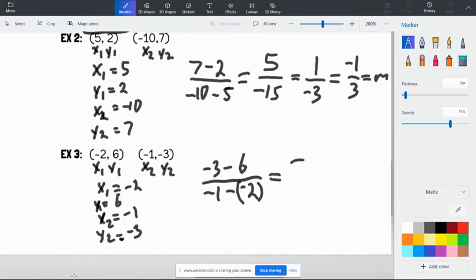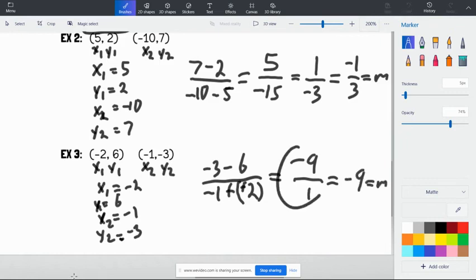Negative 3 minus 6, negative 9. Do this on a calculator, by the way. Use a calculator for these. Negative 1 minus negative 2 is the same thing as negative 1 plus 2. So that would be positive 1. And then we just have a division problem here. Negative 9 divided by 1 is negative 9.